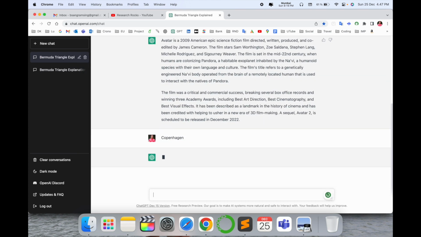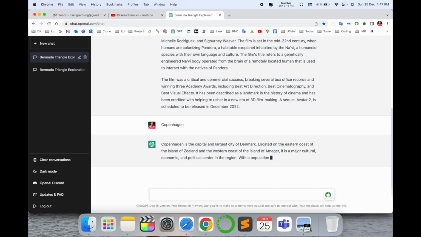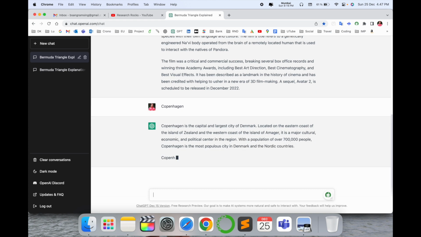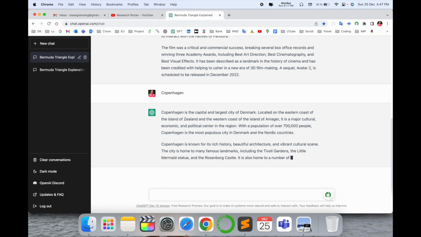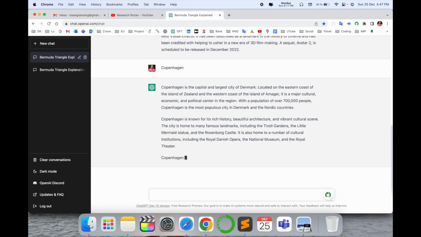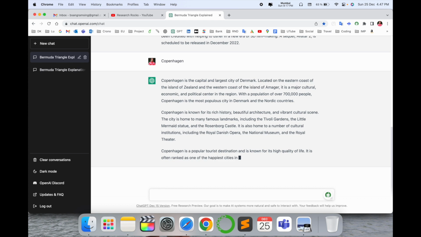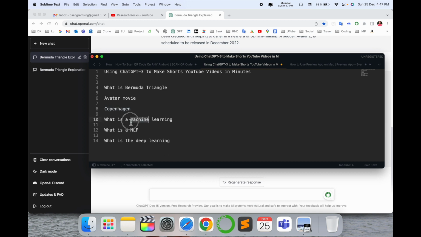Here I simply wrote Copenhagen: it is the largest city of Denmark, located on the eastern coast of the island of Zealand, and it is the capital city of Denmark. So you can receive this information in a one or two paragraph format and deliver it to your audience very fast. And that one is very interesting and authentic information.